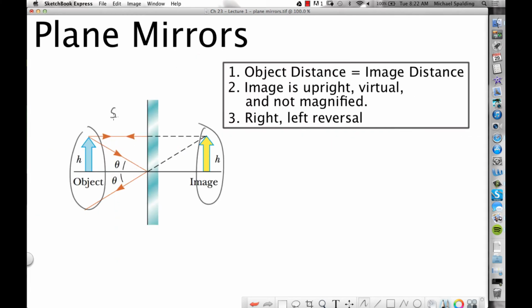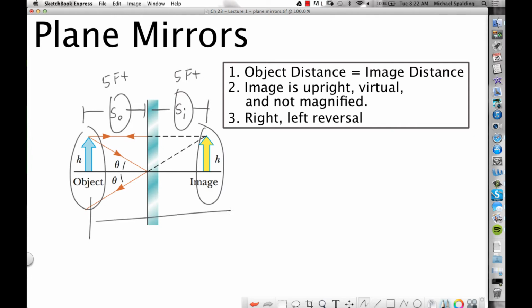The object distance is SO, the image distance is SI. For a flat mirror, these distances are always the same. So it's going to be a simple question, something like this. If you're standing 5 feet in front of a flat mirror, how far will you be from your image? 10 feet. Because if this is 5 feet right there, then this is going to be 5 feet, which means the total distance between object and image is 10 feet.